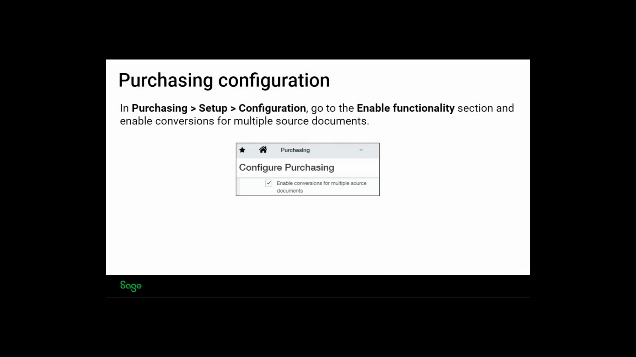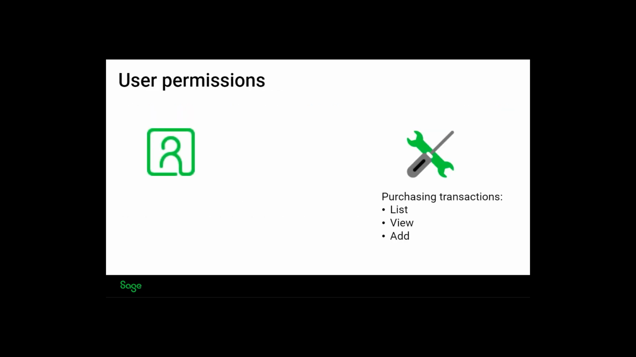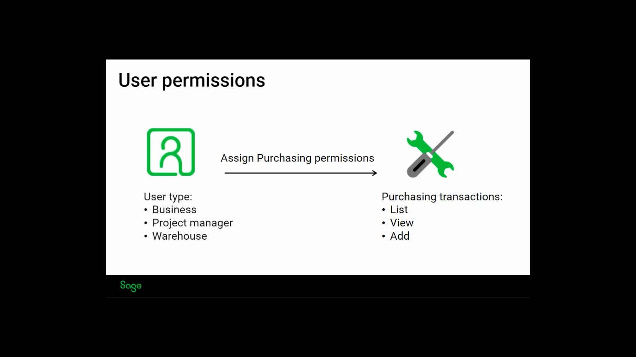In purchasing configuration, enable the setting that allows conversions for multiple source documents. This checkbox is in the Enable functionality section. This feature is included with the construction subscription. Users need permissions to purchasing transactions for list, view, and add. This is available to user types of business, project manager, and warehouse.